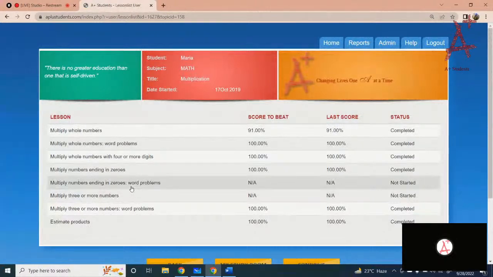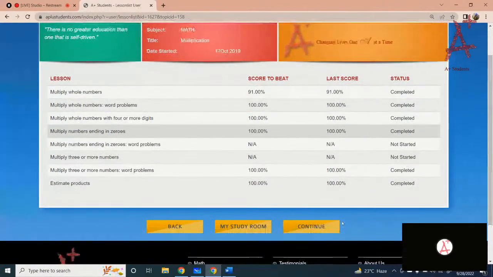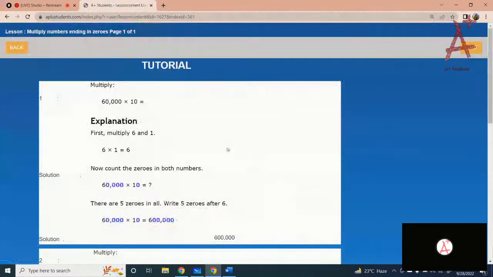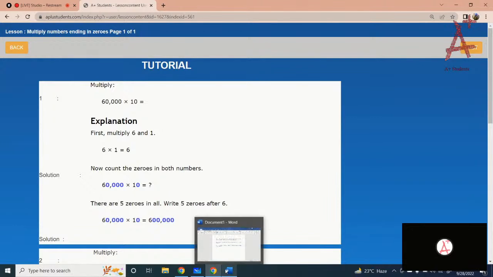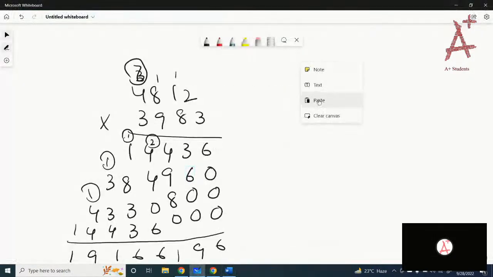multiply numbers ending in zeros. Okay, so start with a lesson that is multiply numbers ending in zeros. So the first example is you have to multiply 60,000 by 10.